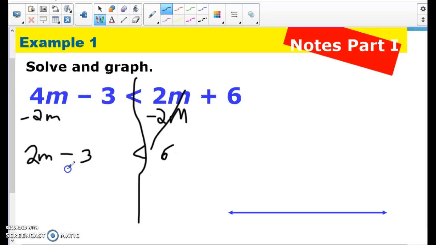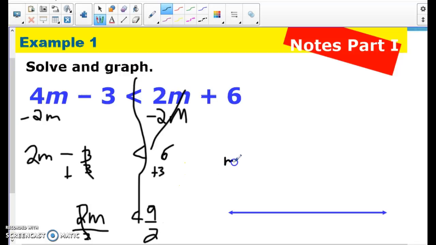I have a minus 3, so I'm going to end up adding 3, so I have 2m is less than 9. Divide both sides by 2, and I end up with m is less than 4.5. Okay, usually not decimals on here, but this one is. I'll tell you on the homework which ones are going to end up being decimals, so we won't have to worry about that. And then we have to graph this like normal.